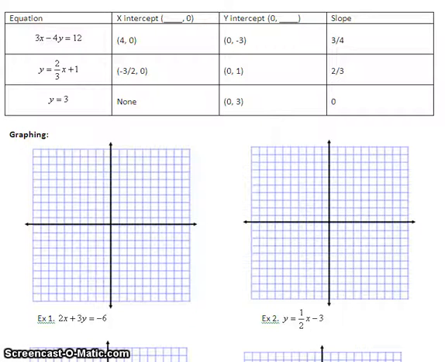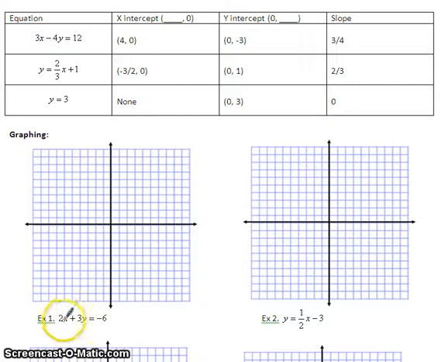For graphing, we're going to talk about two methods. One of them would be graphing from standard form using the intercepts. So for example 1 here, I have 2x plus 3y equals negative 6. First thing I would do is find my x and y intercepts.